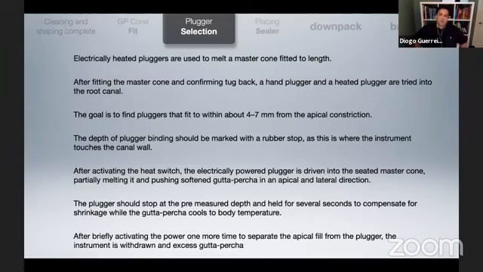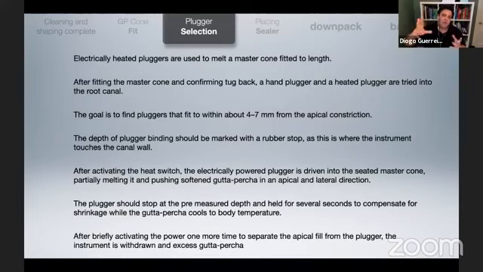After activating the heat switch, the electrical plugger is driven into the seated master cone, basically melts it and pushes the softened gutta percha in an apical and lateral direction. The plugger should stop at a pre-measured depth and be held for several seconds to compensate for the shrinkage of the gutta percha. And then we stop that activation, we let it cool, and after a brief activation, we do some apical pressure. It's hard to put it in words. It's much easier to show it, but hopefully you understand. There are several videos of it. It's easy to understand.